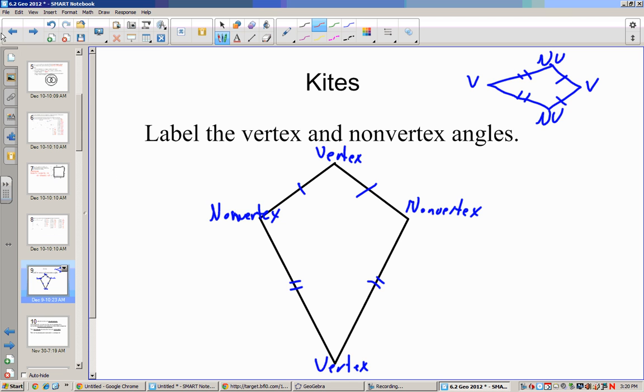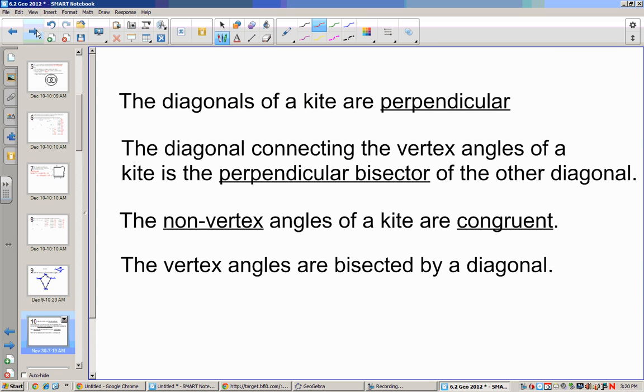So here are the rules for a kite. The diagonals of a kite are perpendicular. The diagonal connecting the vertex angles of a kite is the perpendicular bisector of the other diagonal. The non-vertex angles are congruent, and the vertex angles are bisected by the diagonal.